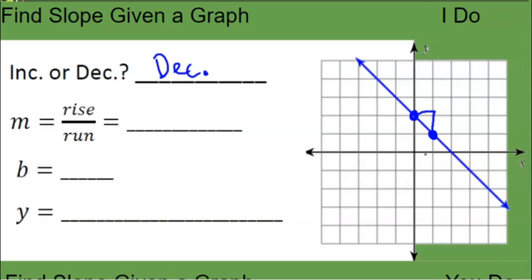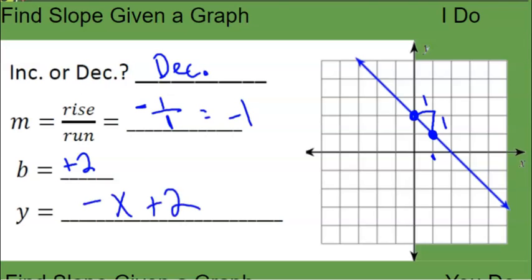Rise and run. We're going to assume that each of these units equals 1. Don't always assume that if there's numbers on the grid, though. So it's 1 and 1. So 1 over 1, and it's decreasing, so it's negative. So that equals -1. Your b is your y-intercept number. It's positive 2. So your equation is y equals -x plus 2. We don't have to write the 1 there because we assume it's a 1 if there's nothing written in front of a variable.